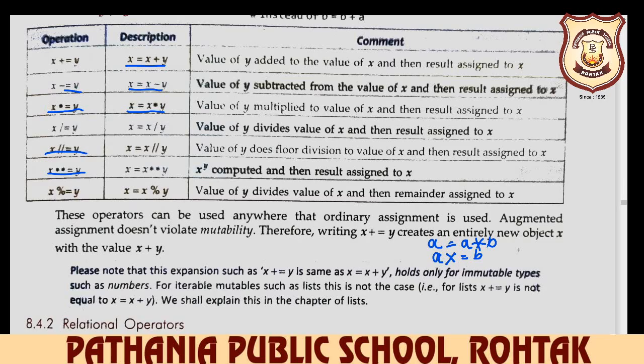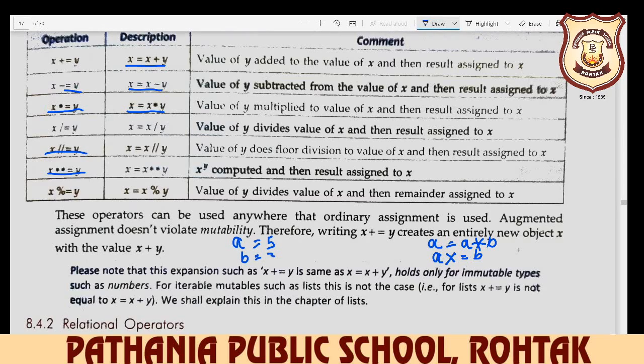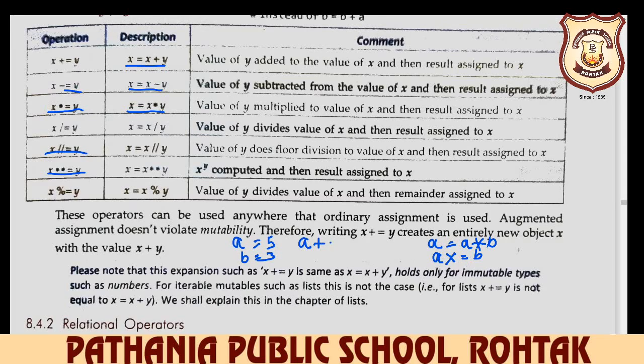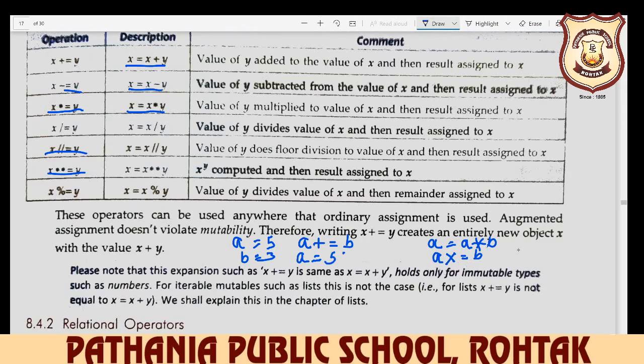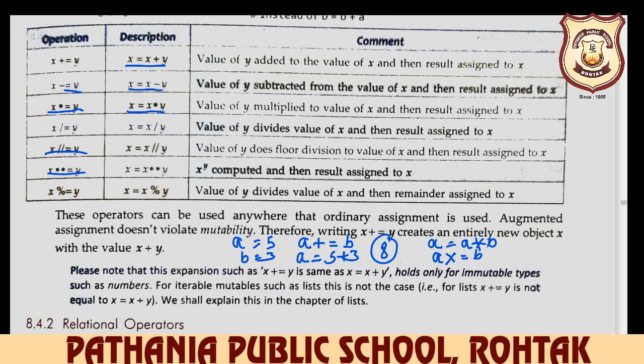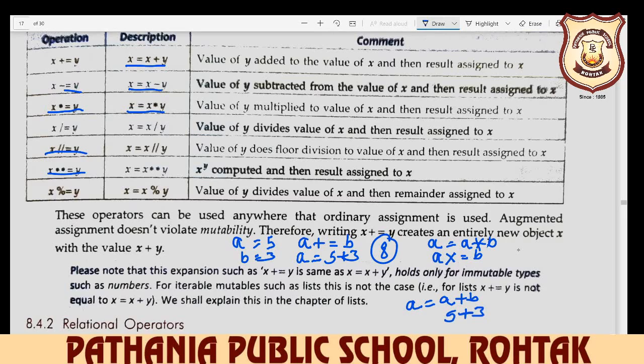Clear everyone? So we take one example here. For example, our a value is 5 and b value is 3. Now we want to add a plus b. So you write a += b. So what is the meaning of this? a = 5 + 3 and the answer is 8. Clear? How? a = a + b. What is the meaning of a += b? a = a + b, and the value of a is 5 and the value of b is 3. So what is the answer of a? The answer is 8.